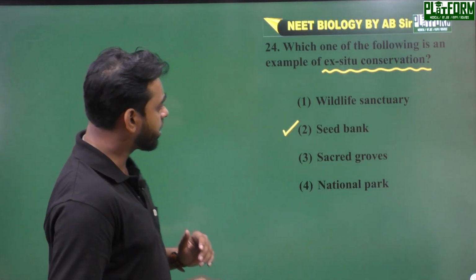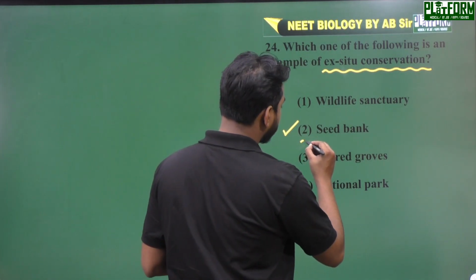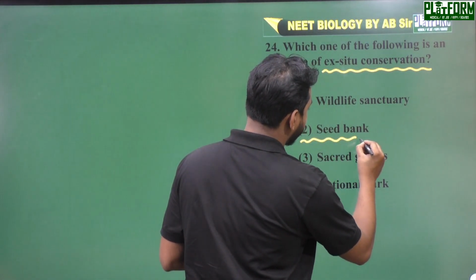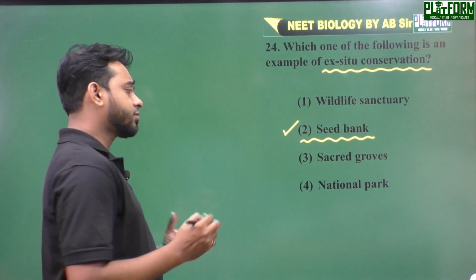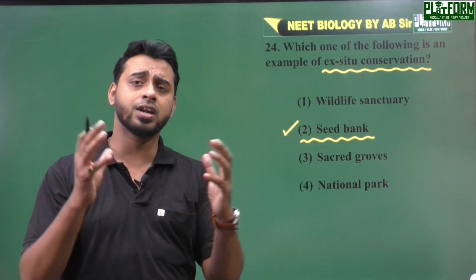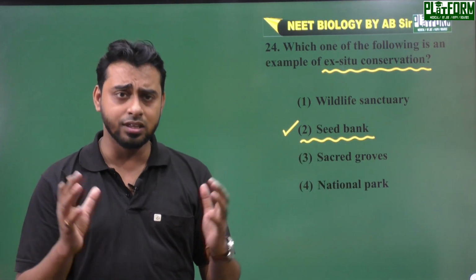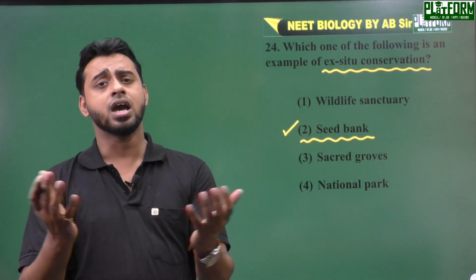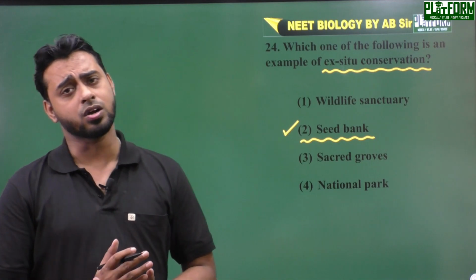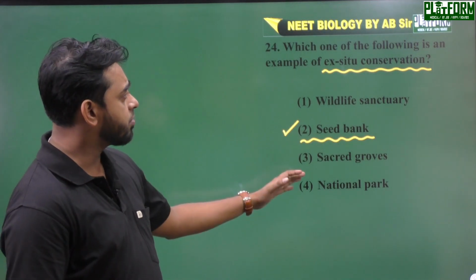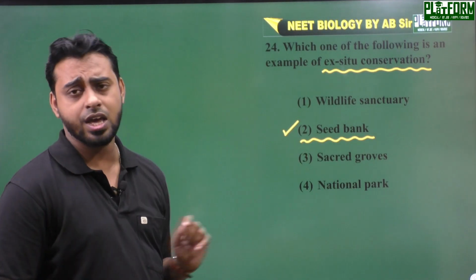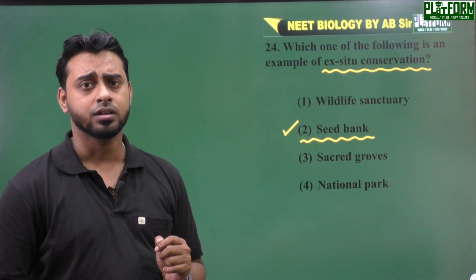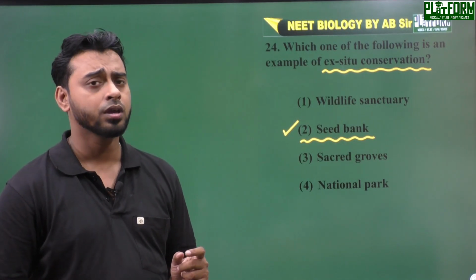Okay, so the answer will be the seed bank, because in the seed bank the seeds collected from the different areas are gathered and preserved under completely artificial environmental conditions. So the seed bank is an example of ex situ conservation. Clear?